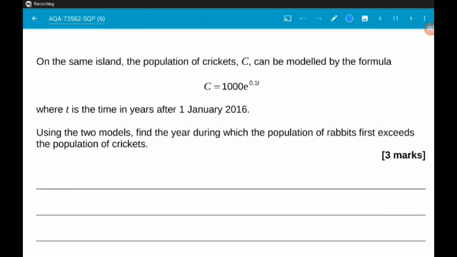A bit more problem solving now for the final part. On the same island, C models the population of crickets. We've got C equals 1000e to the 0.1t. We want to use both models to work out the year during which the population of rabbits first exceeds the population of crickets. How are we going to do that? Well, the rabbits have e to the power of 0.5t, and the crickets only have e to the 0.1t, so the rabbits are growing quicker. So we can find the value of t for when the populations are equal. Because the rabbits are growing faster, they're then going to take over pretty quickly.